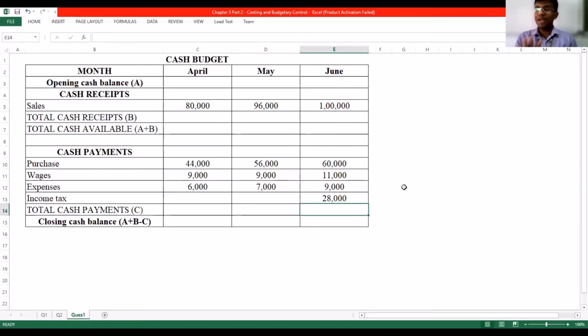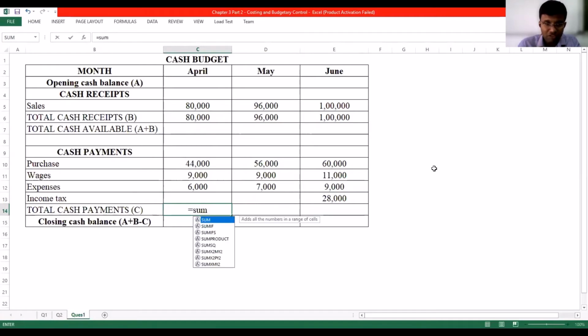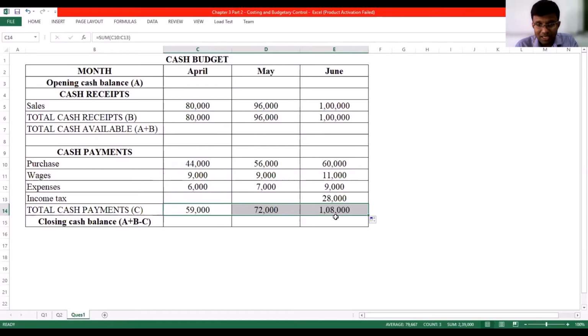So with this, we have fit in all the items or expenses into our format. Now we have to go about calculating. For total cash receipts, we have to add up all the cash receipts that we have, which is 80,000, 96,000, and 1 lakh. Then we have to calculate the total cash payments. For cash payments, you have to add up all these 4 expenses, and that we have done. For the month of April, it's 59,000. Month of May, it is 72,000. And finally, here it is 1,08,000.